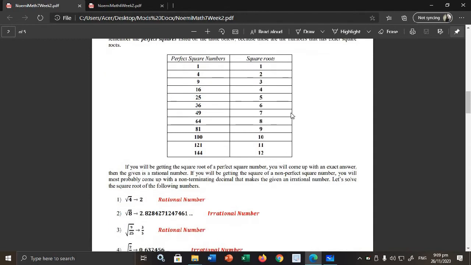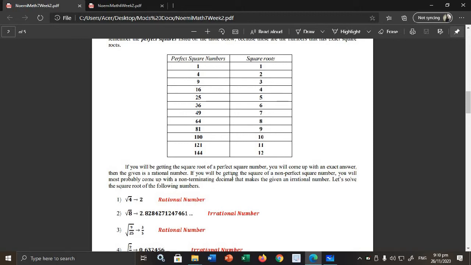So, if you will be getting the square root of a perfect square number, halimbawa, kukunin natin yung square root ng perfect square numbers, you will come up with an exact number. Of course, yeah. You will come up with an exact number, and then, the given is considered as a rational number. And then, if you will be getting the square root of a non-perfect square number, paano kapag kukuha ka ng square root ng hindi naman perfect square na number? So, you will most probably come up with a non-terminating decimal.